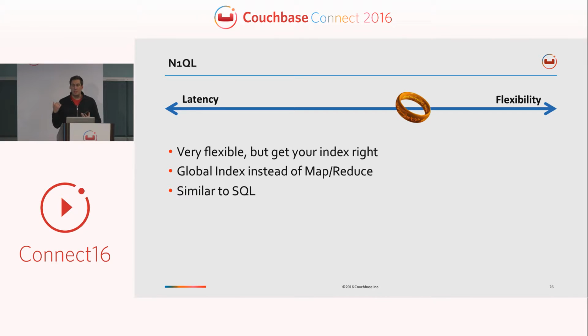Also, a difference is that it's a global index, compared to views, which do MapReduce. So in the background, the query engine will go to one specific node where the index is, ask the index for its data, and then on demand fetch the documents over key-value. So there is some indirection involved, and we'll see later how we can optimize it even from the SDKs.